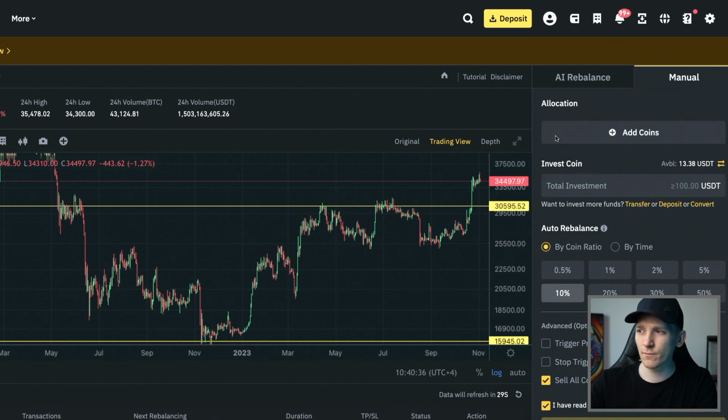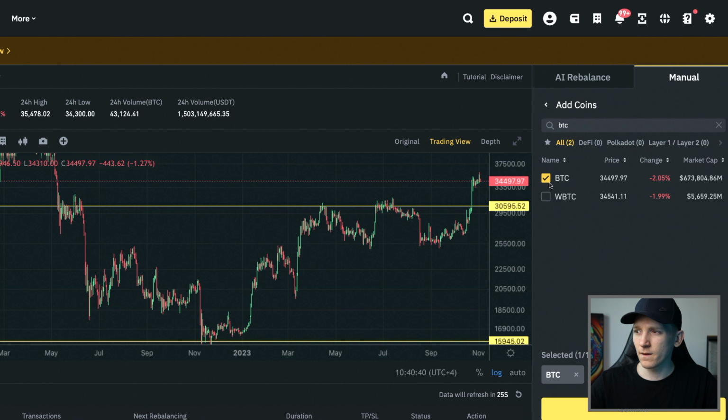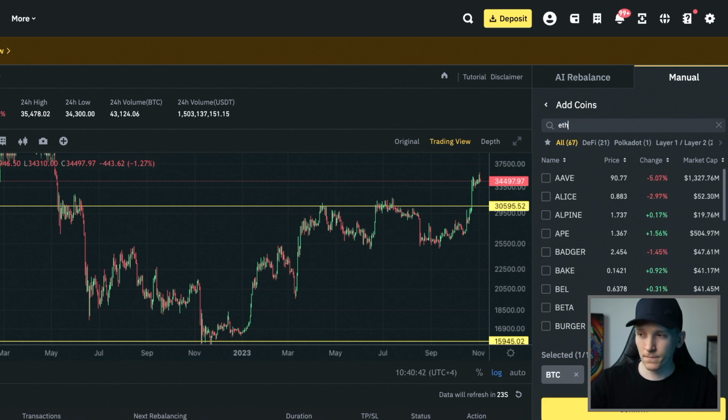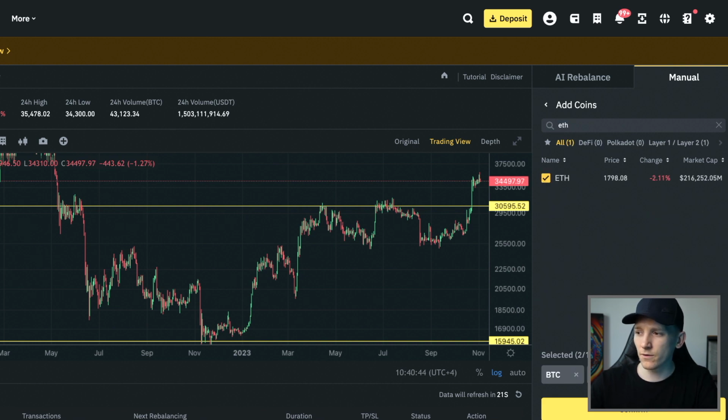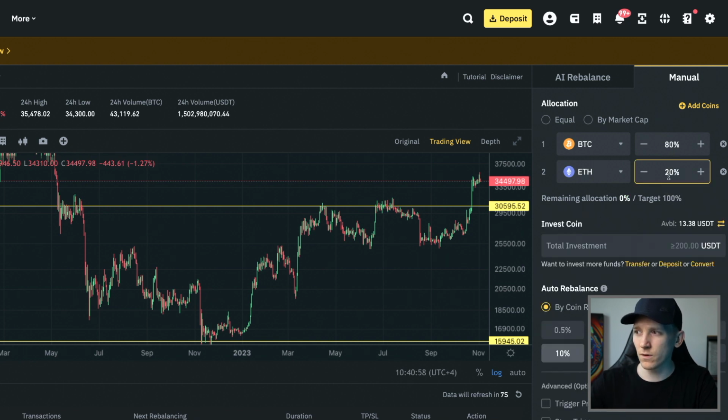What we can also do is manual. So we'll just add some coins here. So add coins, let's choose BTC, and then we'll choose ETH like this. And you've got the 2 coins there. So I'll just press confirm. And then you have them both right here. So these are 6% each. You have a remaining allocation of 80%. So what we'll do is 80 here, and then we can do 20. So now you have 100% of your allocation that you're going to put into these coins.